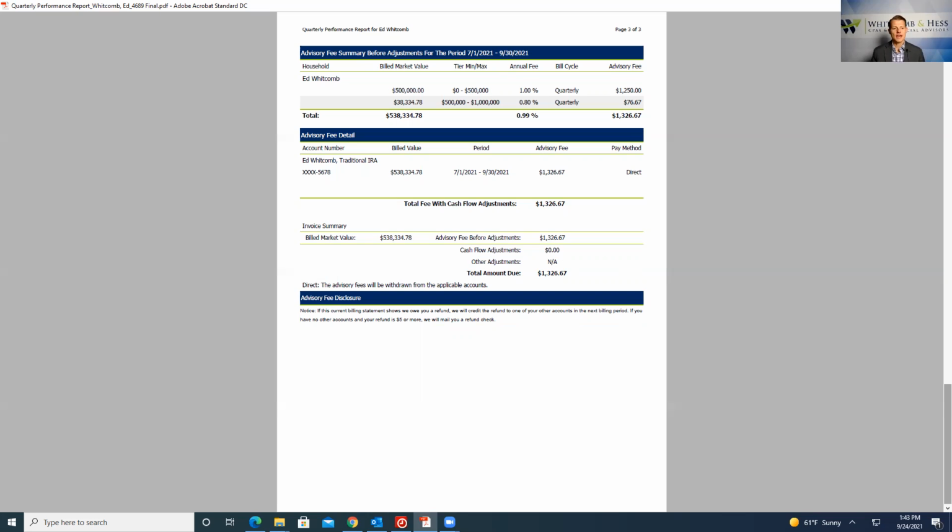There also can be some cash flow adjustments made. If you've added money or taken money out during the quarter, we adjust the bill slightly for those transactions and dates and amounts, and you'll see that on your report if it applies. Again, Ed didn't have any contributions or distributions during the quarter, so his calculation is pretty straightforward. The invoice summary at the bottom just shows the fee before adjustments, any changes, and then the total amount due.